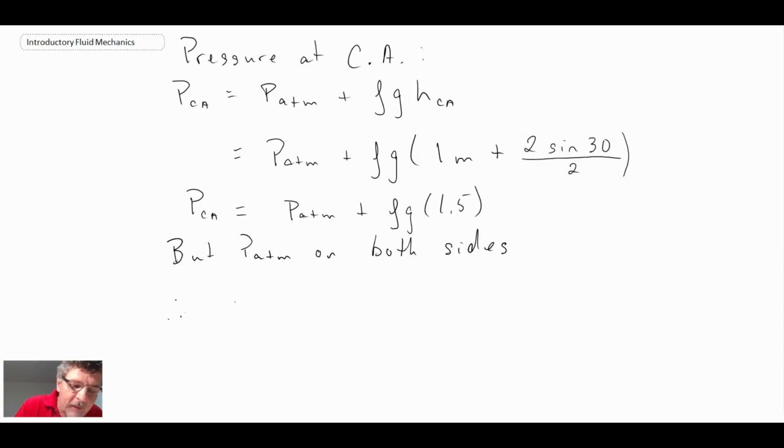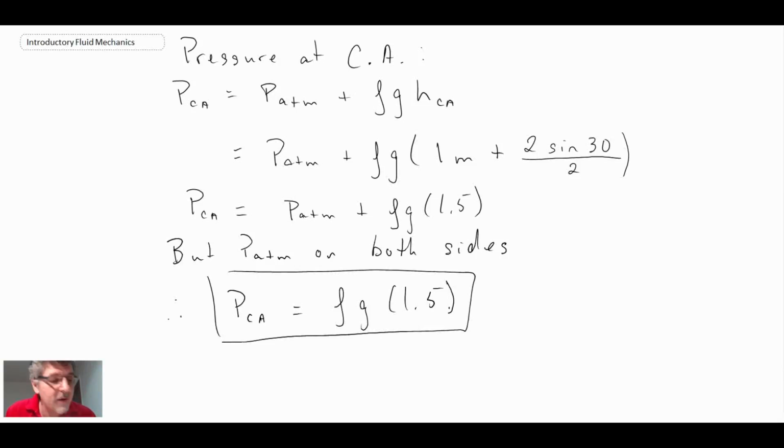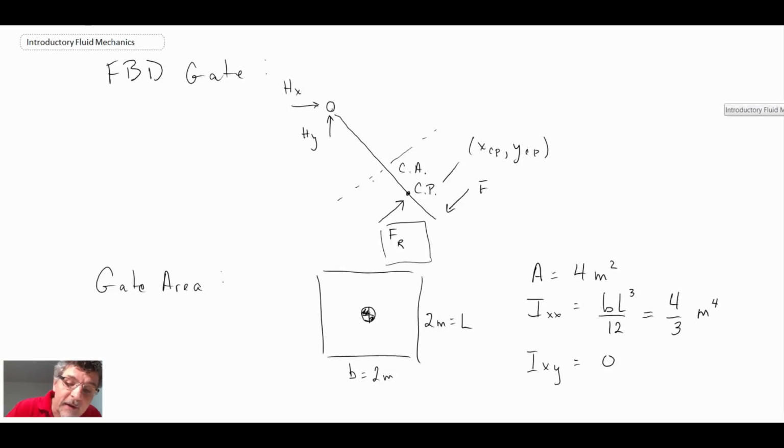And with that, what we're ending with for the pressure at the center of area is rho g times 1.5. Now, that pressure, we now need to figure out the force, or the location of the force, and that force is going to be acting not at the center of area, but at the center of pressure. So let's work on the center of pressure now.